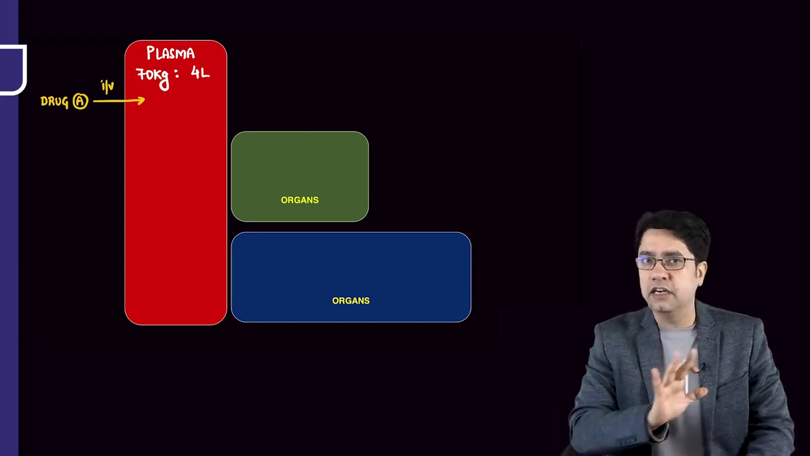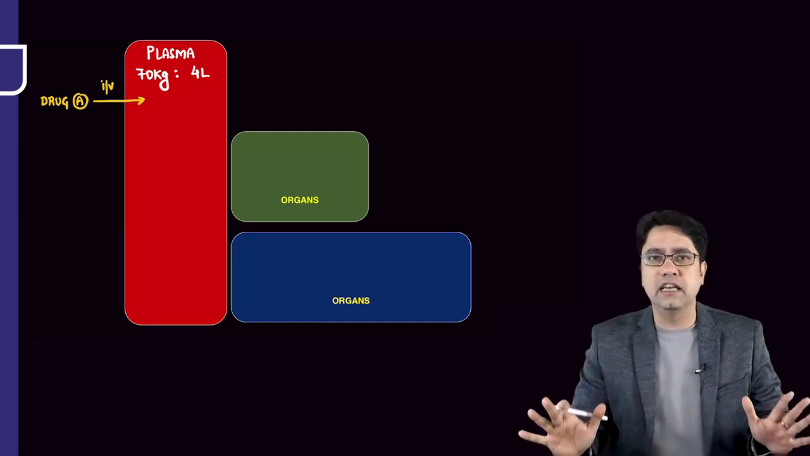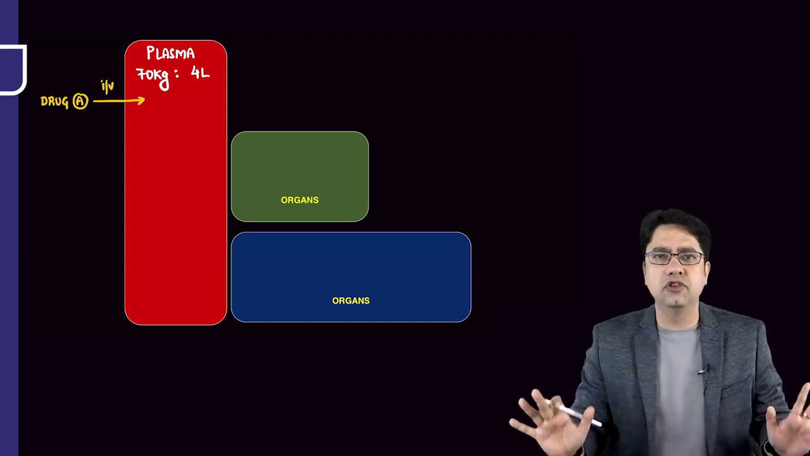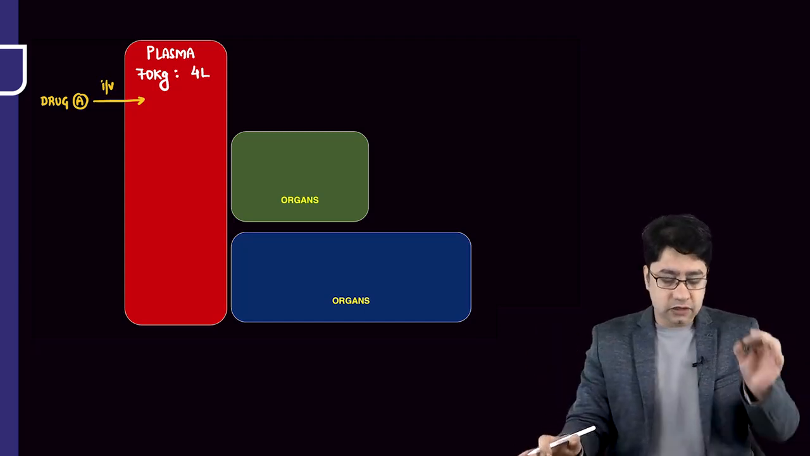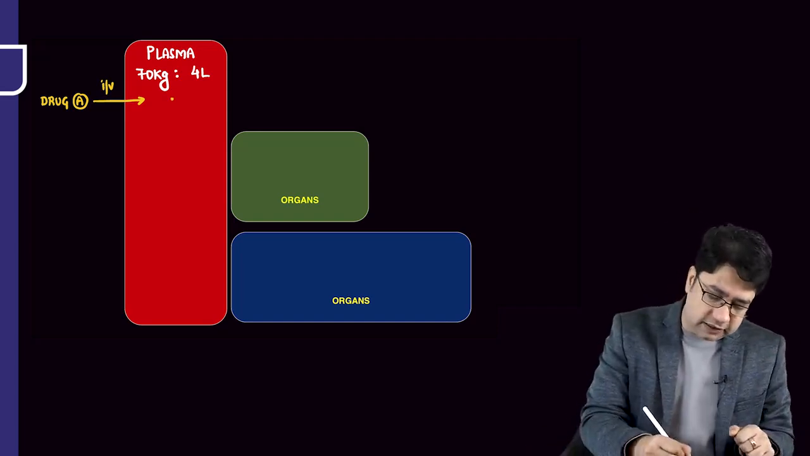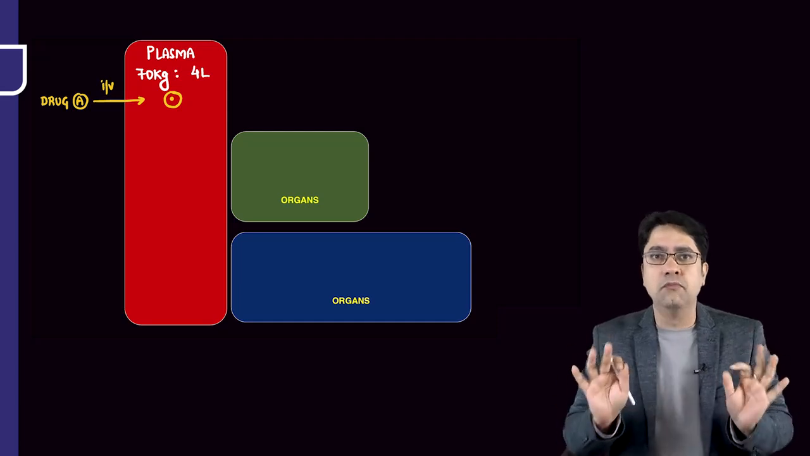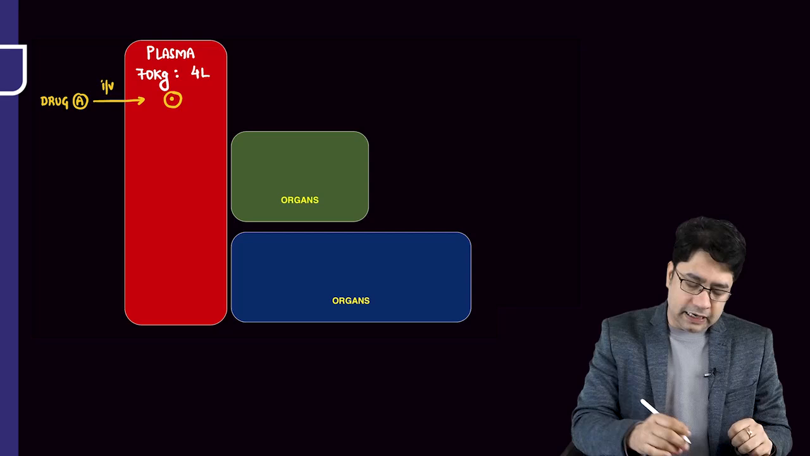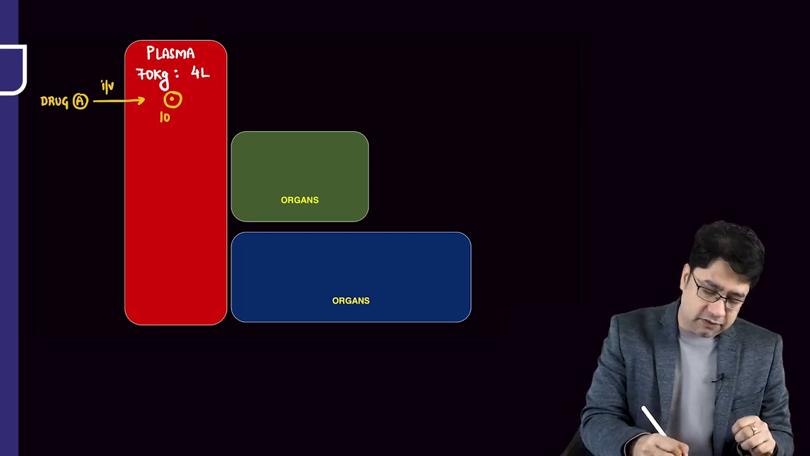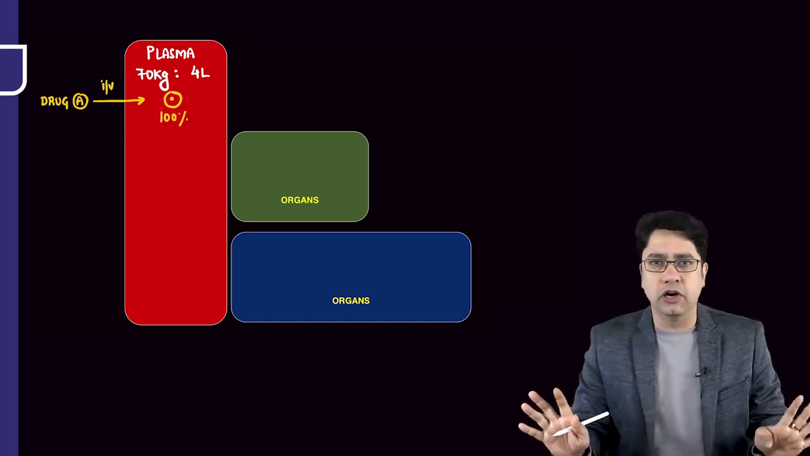And IV drugs are directly entering into the blood. They are not crossing any cellular barrier. So there is no absorptive pathway in an IV drug. So I have given a drug IV and the whole of this drug enters into the plasma. Now, let's say this drug A does not move into the organ. That means 100% of the drug remains in the plasma. It does not move into the organ.